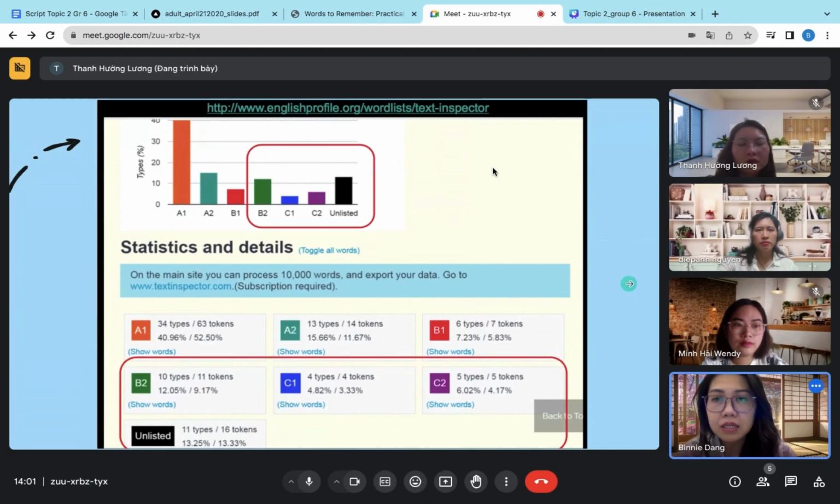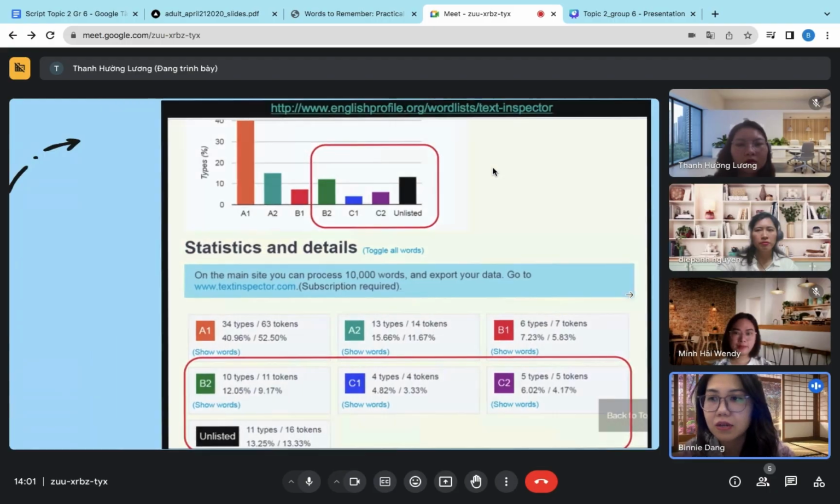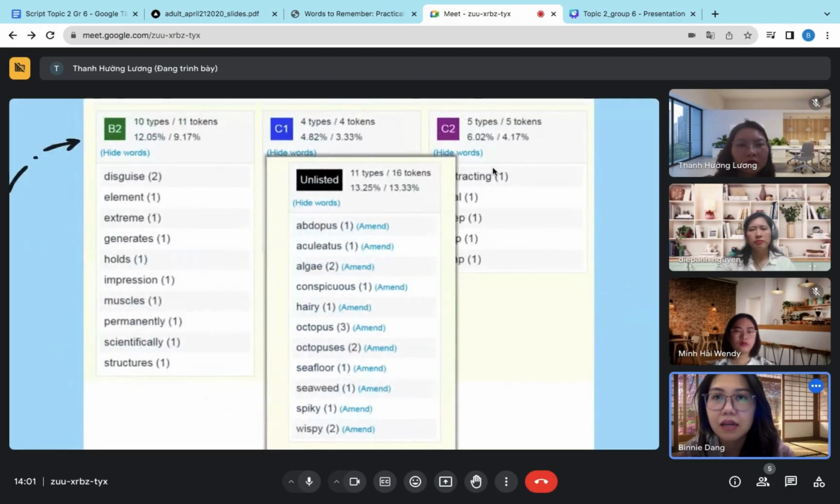So for the students, there are many difficult words like this, so we should simplify the text for the students. So how can we do this? This website also lists all the words that you may change. As you can see, B2 levels will have some words like this, and also C1, C2, and unlisted. So you can choose the words that you want to change for the students to understand.